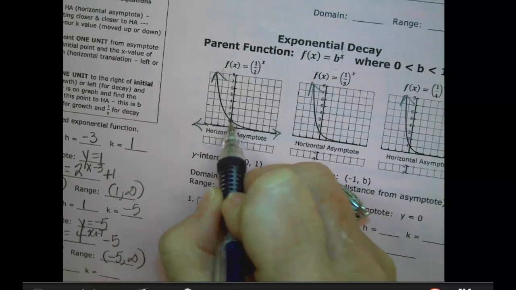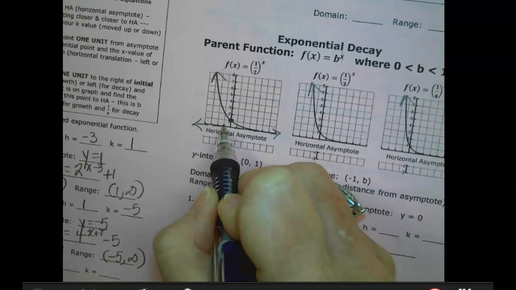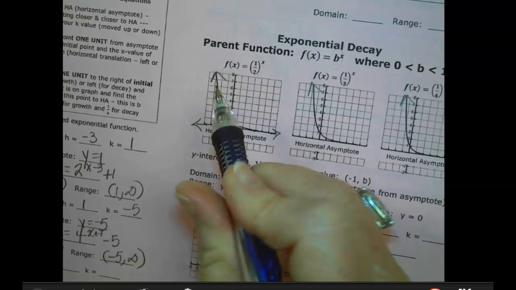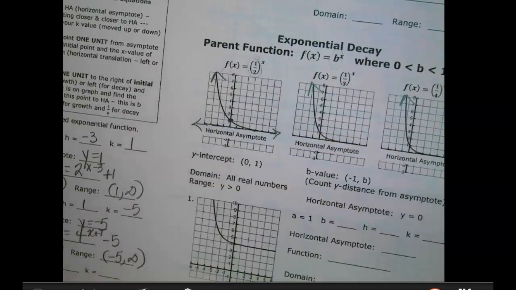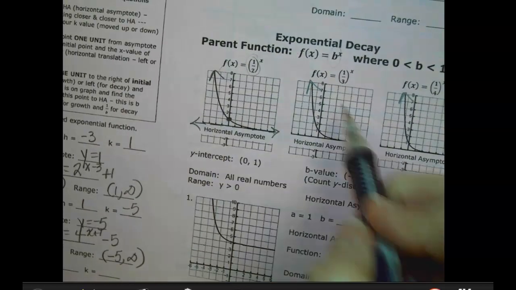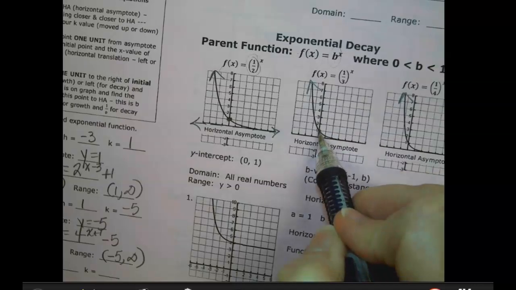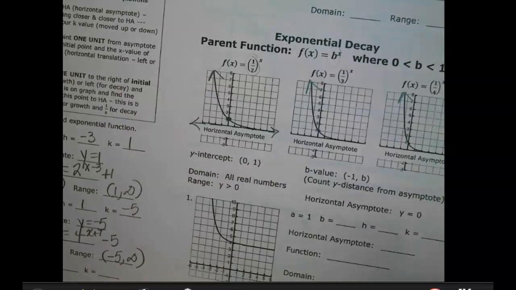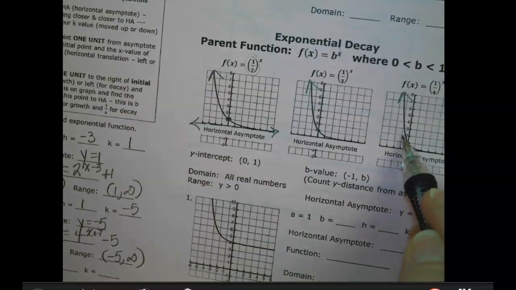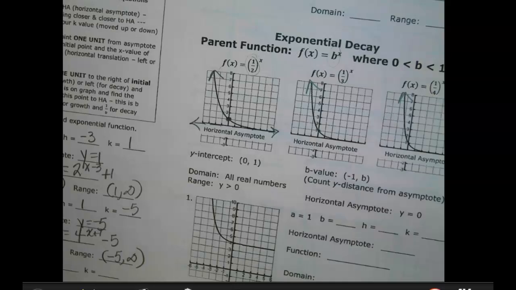Here is my 1. And if I go over and count up, I still counted 2, but since it's on this side, it's 1/2 instead of 2. The same thing will happen here. Here's my 1. If I count over 1, 2, 3, I get 1/3 here. If I count over 1, 2, 3, 4, I get 1/4.